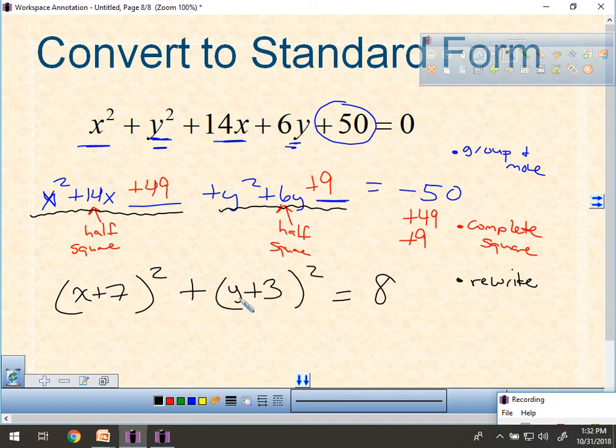There's standard form. Now, could you tell me what the center of this circle is now? Yeah, negative 7, negative 3. But see, you couldn't tell me that before. So that's why you have to be able to convert it into standard form to be able to tell where the center is. That's right, and the radius. All right, take a second and try this one out.